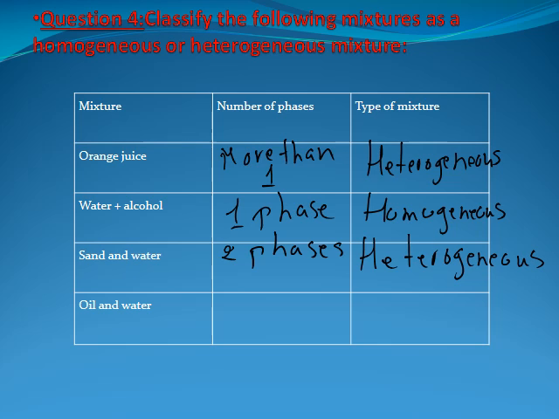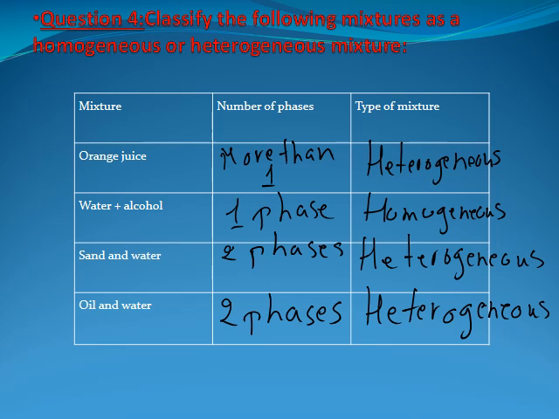Oil and water. Yes, Ali. Two phases. What are they? Oil and water. Homo or hetero? Heterogeneous mixture. Oil and water are separated by which technique? Decantation. Yes, decantation using separatory funnel.